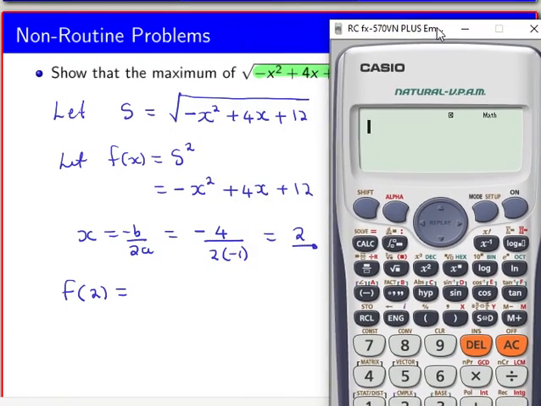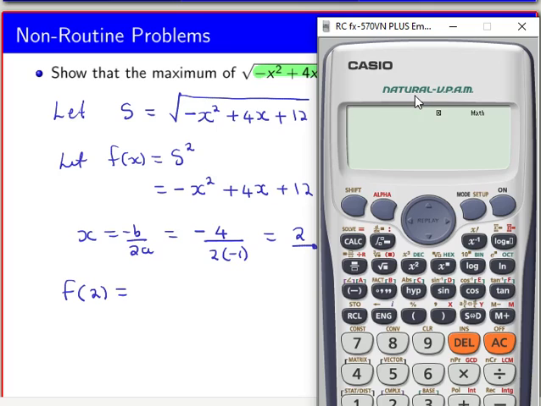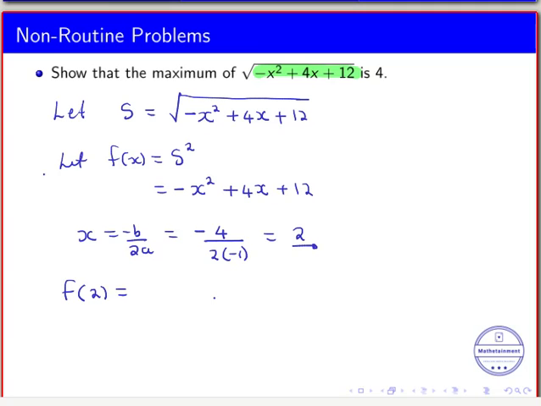So let me shift the calculator slightly. Okay, yeah, still visible. So there we have negative 2 squared plus 4 times 2 plus 12. We are getting 16. So 16 is our y value of the turning point. So f at 2 is 16, and that's exactly our y value of the turning point.